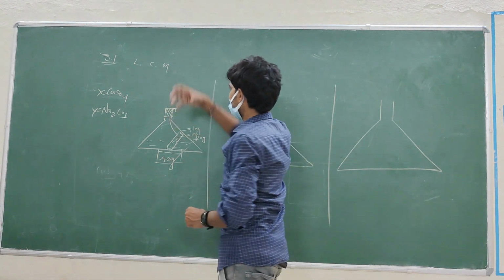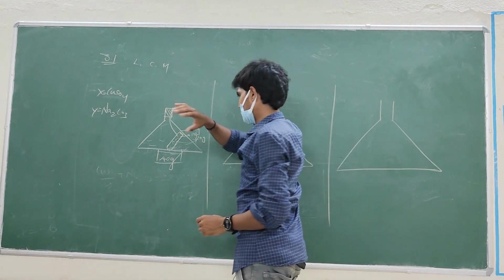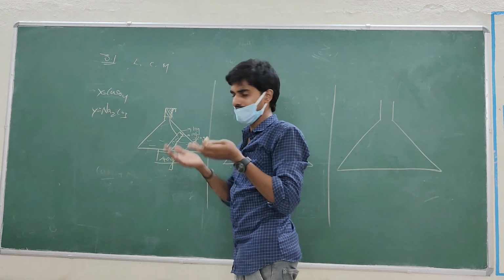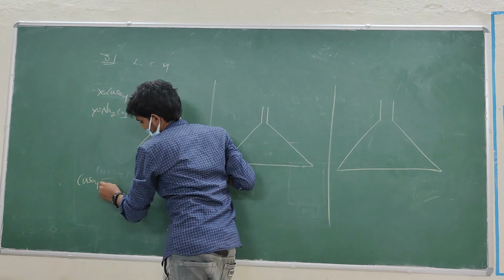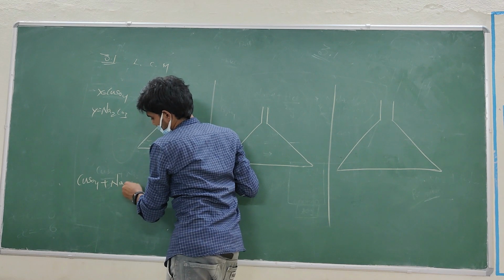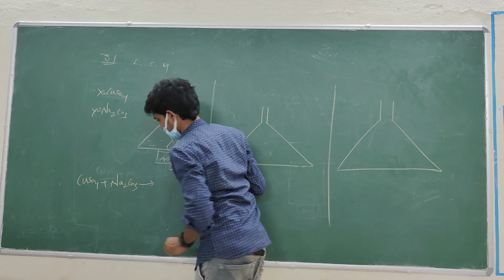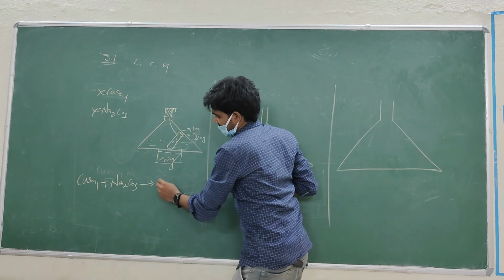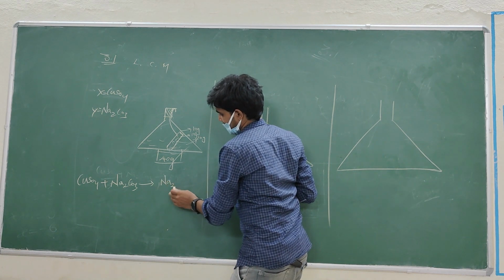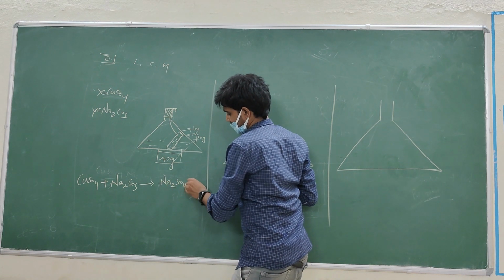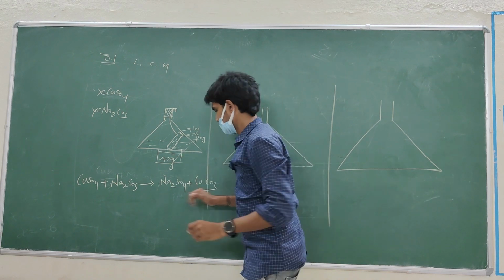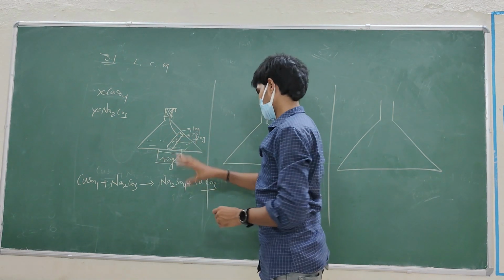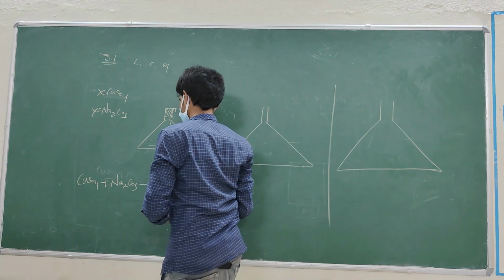Wonderful. When I stir the liquid, now what happens? The reaction happens, and it is going to mix together, right? So in this case, when copper sulfate reacts with sodium carbonate, we get sodium sulfate plus copper carbonate, okay? This is the thing that is going to happen.